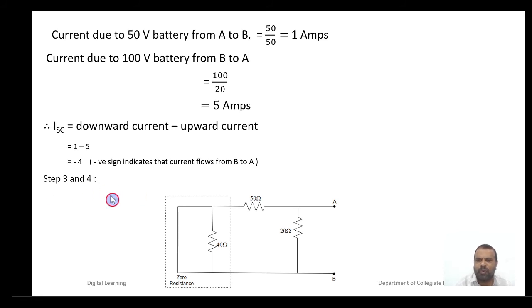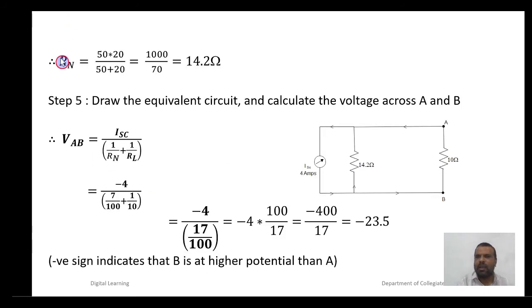Step 3 and 4. Remove the EMFs and measure the Norton's equivalent resistance. Rn is equal to 50 into 20 divided by 50 plus 20. That is equal to 1000 divided by 70. That is equal to 14.2 ohms.